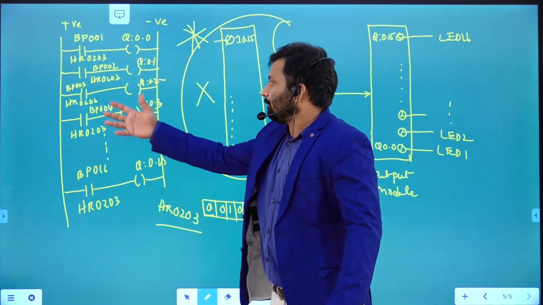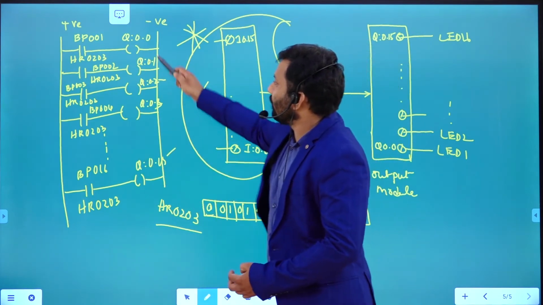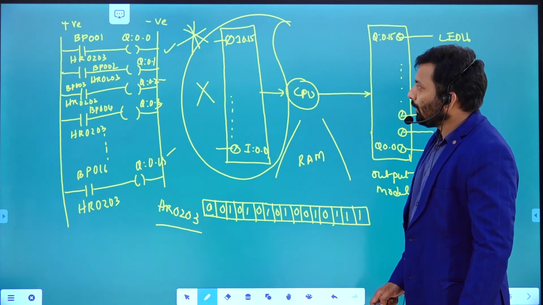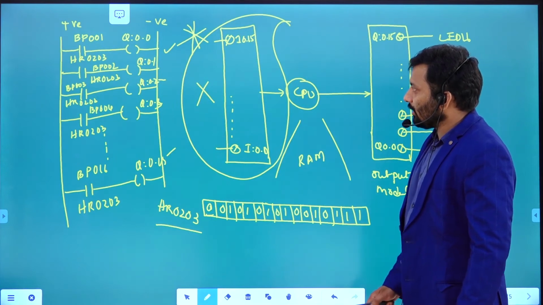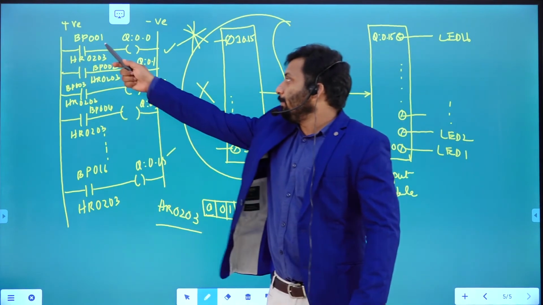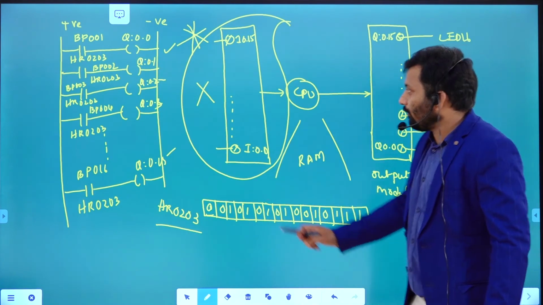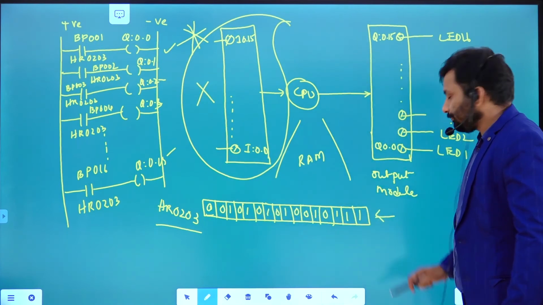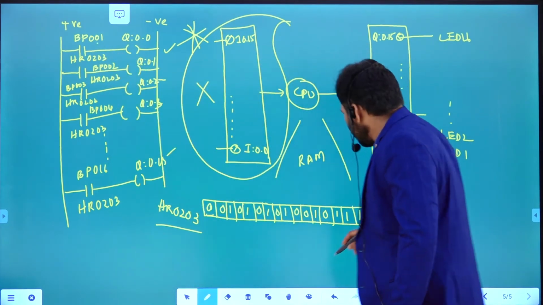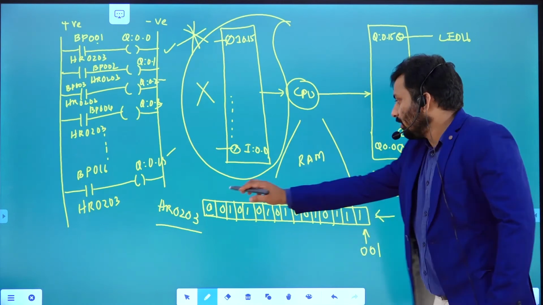See here what will happen. These are the 16 rungs in this PLC logic. While the CPU executes the first rung, it is going to execute like this. What is the address given here? Holding register 0203 and bit follow 001. First it will go to this particular register, and the address is 001. This is the address of the first bit in this register.